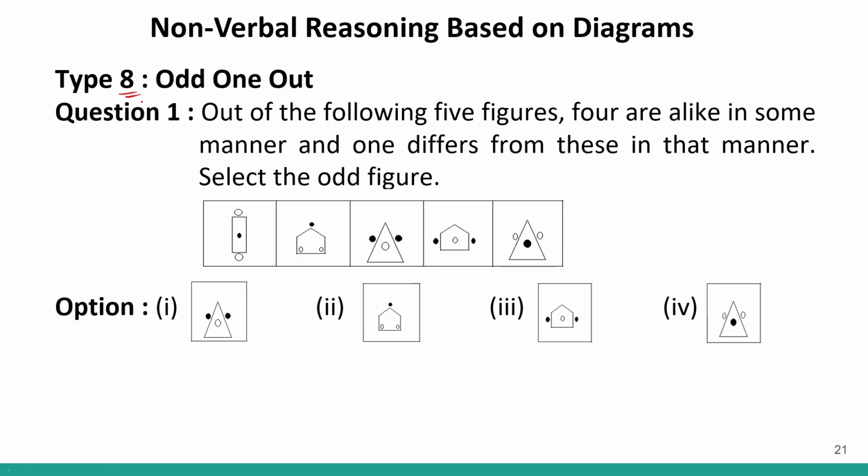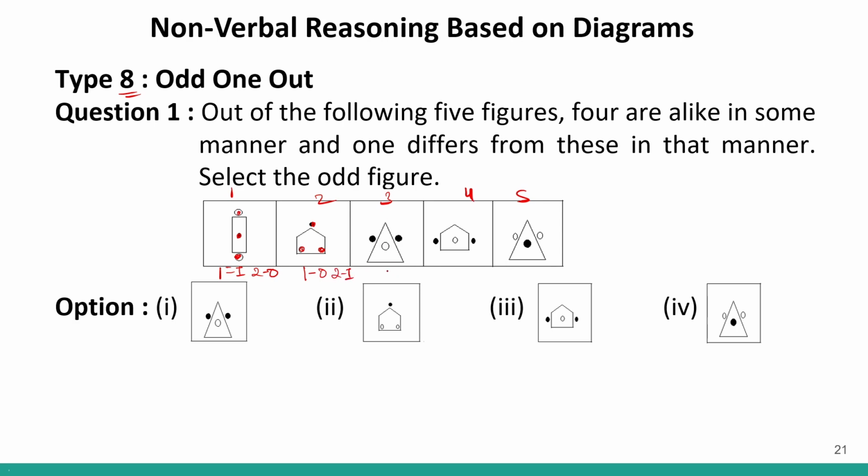Now we will come to type 8, that is odd one out. Odd one out basically means that a certain number of figures are given to us, 1, 2, 3, 4, 5, and we have to identify which of the figures is different, which is not in the same logic as the others. Okay, so over here I have a rectangle within which I have 1 dot inside and 2 dots outside. Then we have a pentagon which has 1 dot outside and 2 dots inside. So I can see 1 inside, 2 outside. Over here 1 outside and 2 inside.